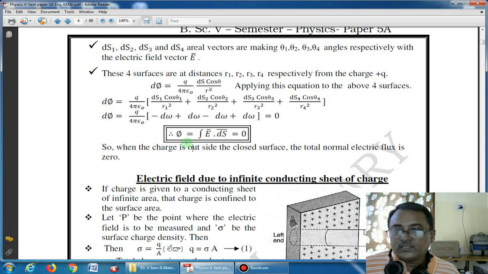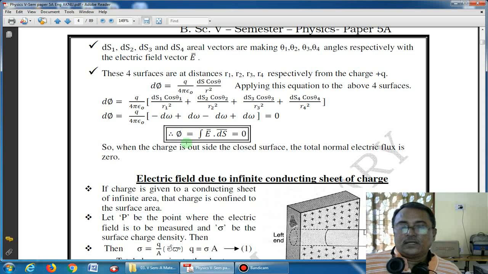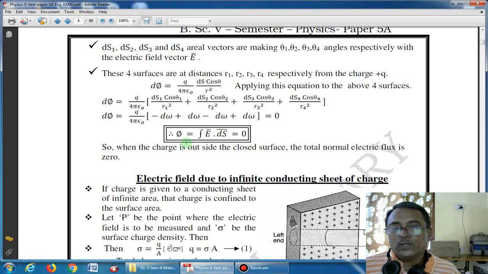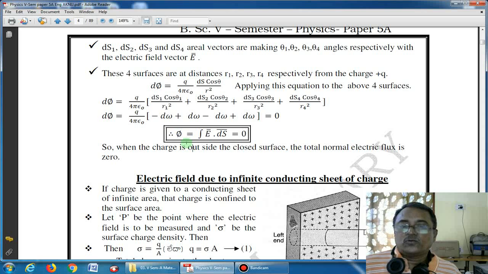In the statement itself, we stated that the total normal flux is equal to 1 by epsilon naught times the total charge contained within the closed surface. So, here within the closed surface there is no charge, whatever the charge that is placed outside the closed surface, it will not give any effect. So, the total normal electric flux will become 0.